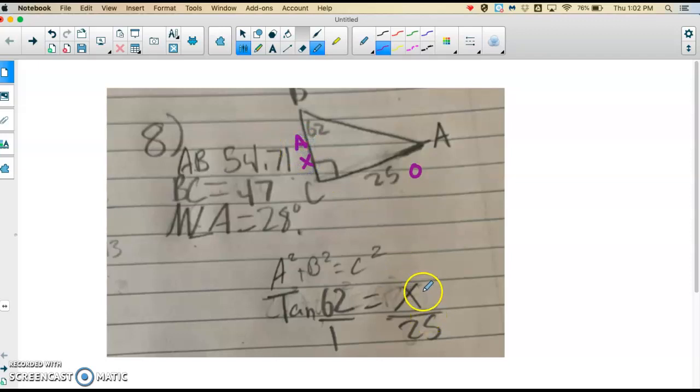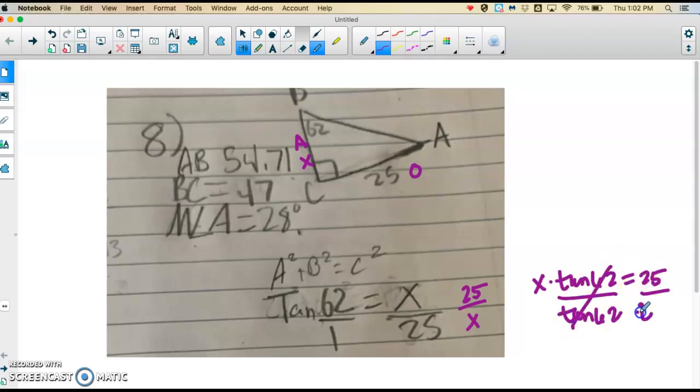So see how you have X over 25? It should be 25 over X. Then you cross multiply, and it's going to be X times the tangent of 62 equals 25. And then you can divide by the tangent of 62 on both sides. Okay? So go ahead and redo that problem.